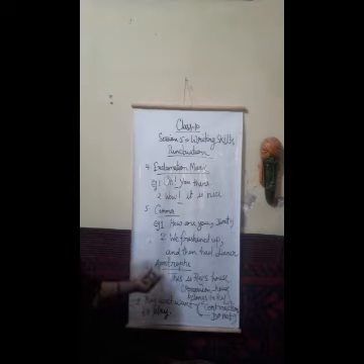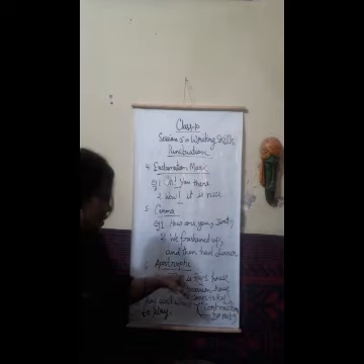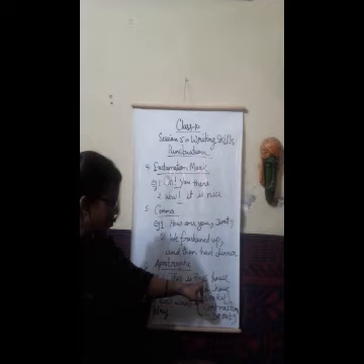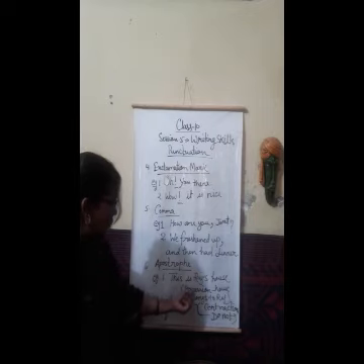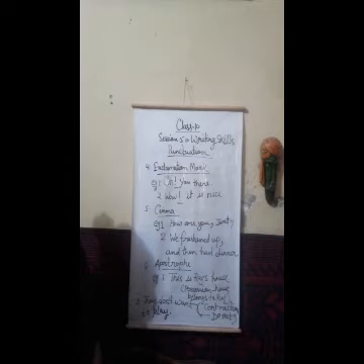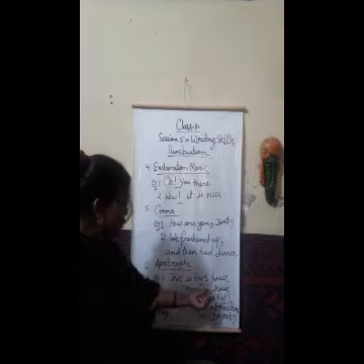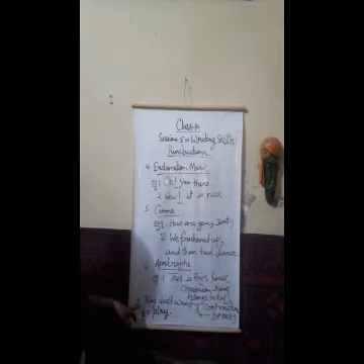Now, the next punctuation mark is the apostrophe. Example: This is Raj's house. Here you can see the apostrophe mark, apostrophe S. It shows possession, meaning this example shows the house belongs to Raj.